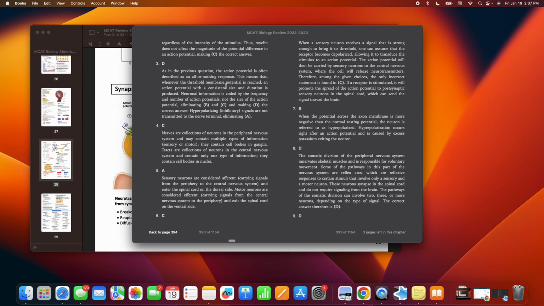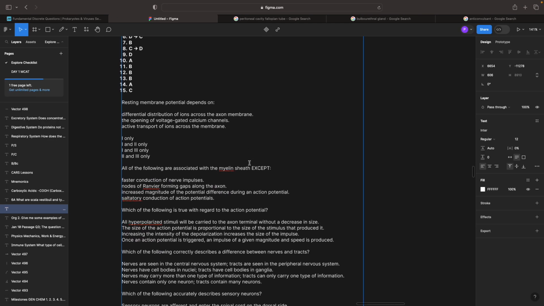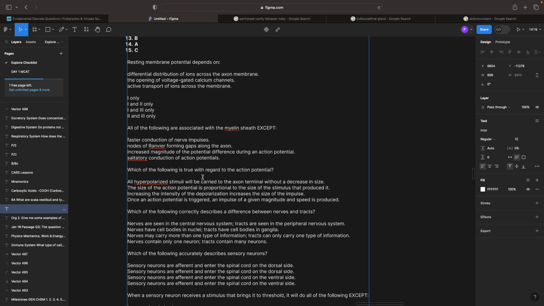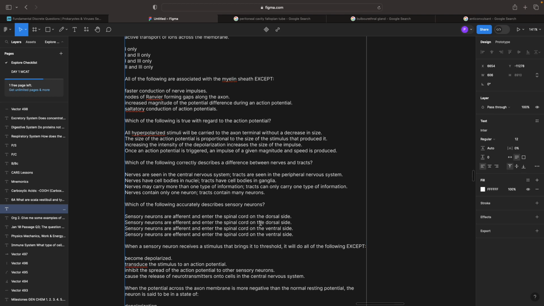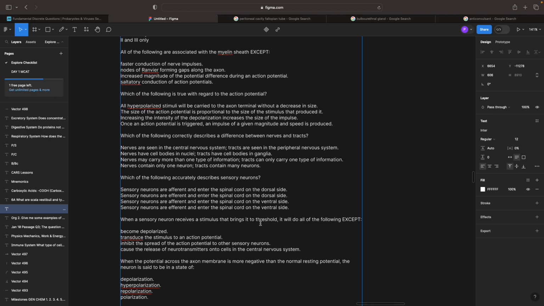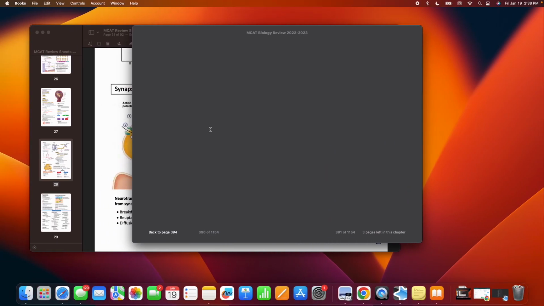As in the previous question, the action potential is often described as an all or nothing response. This means that whenever the threshold membrane potential is reached, an action potential with a consistent size and duration is produced. Neuronal information is... That was not the third question, was it? Second, third? Here we go. Third question was about action potentials. So we did not answer the fourth question correctly, about the nerves and tracts. So it was actually C. Let's go on that one. So this one is again all or nothing.